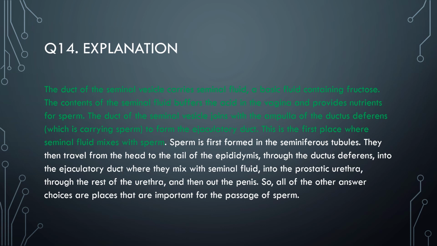Sperm is first formed in the seminiferous tubules and matures in the epididymis. They then travel from the head to the tail of the epididymis through the ductus deferens into the ejaculatory duct, where they mix with seminal fluid, into the prostatic urethra, through the rest of the urethra, and then out of the penis. So all of the other answer choices are places that are important for the passage of sperm.